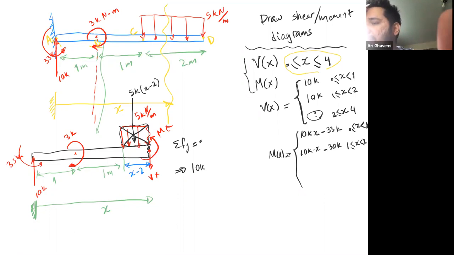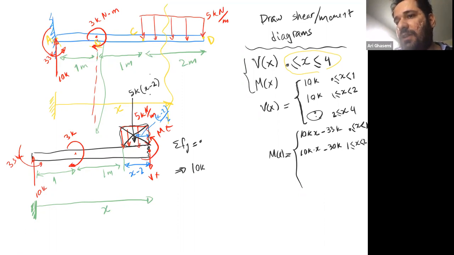Now, where is the location it's acting on? You remember when we replace each distributed load, we find the area, that's the value of the force, and now the location where I should put the single load. That location is exactly that: from this point x, this distance is x minus 2 divided by 2. So if I want to add the forces, I need to add this 5k, and don't forget, it's going down, so you say negative 5k times x minus 2, right?